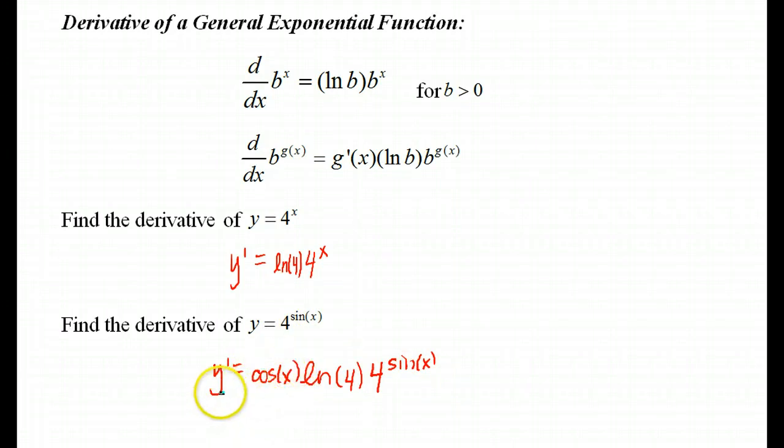So here our derivative is going to be cosine x multiplied by the natural log of 4 times 4 to the power of sine x. So it just looks a little bit much, but we're really applying this general exponential rule and the chain rule all at the same time. The only thing I will warn you of is to make sure that this sine of x really looks like it's in the exponent of the exponential function.